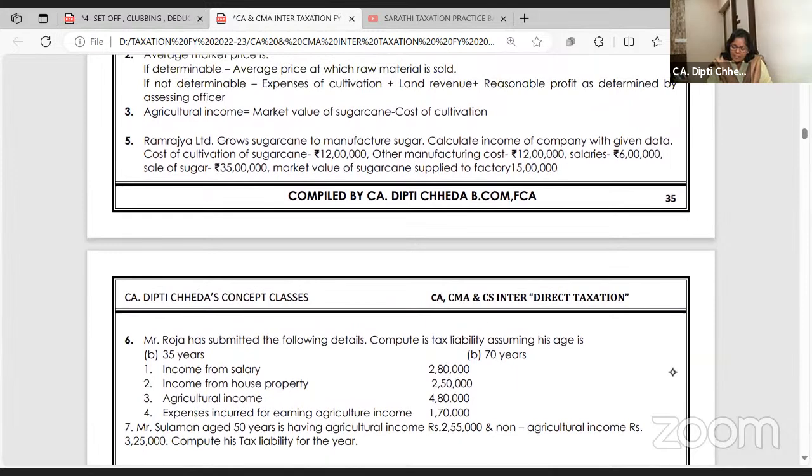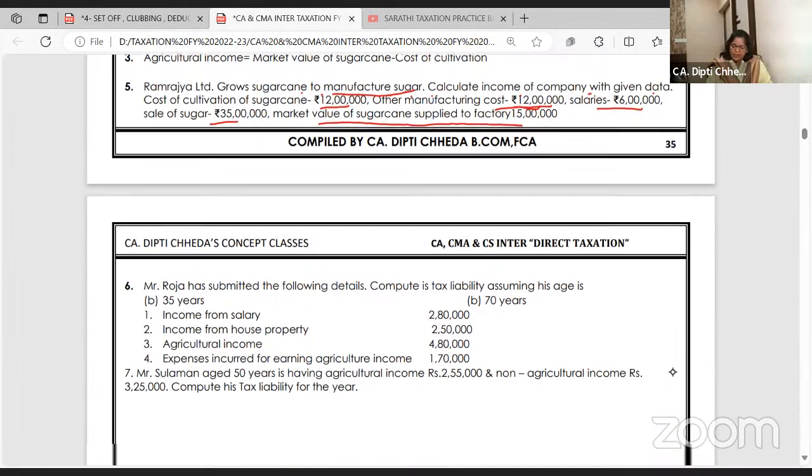ठीक है. राम राज्य ग्रोज शुगर टू मैन्युफैक्चर, कैलकुलेट इनकम ऑफ कंपनी. Cost of cultivation of the sugar cane is 12 lakhs. Other manufacturing cost is 12 lakhs for manufacturing of sugar. Cultivation का cost कितना है? Sugar cane grow करने का cost 12 लाख. और फैक्ट्री में जो मैन्युफैक्चरिंग कॉस्ट है, सैलरीज है, सेल ऑफ शुगर है, मार्केट वैल्यू ऑफ द शुगर केन सप्लाइड टू फैक्ट्री. खुद के फार्म से खुद के फैक्ट्री को दिया तो मार्केट वैल्यू. मैम मार्केट वैल्यू नहीं मिलेगा तो अरे आसपास नेबर्स दे आर तो सेलिंग नो, यू विल गेट.